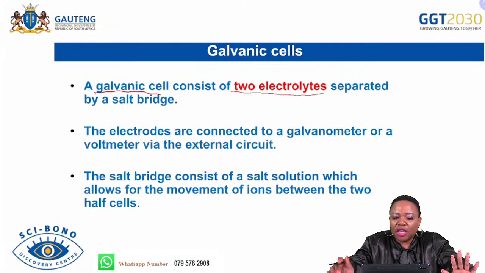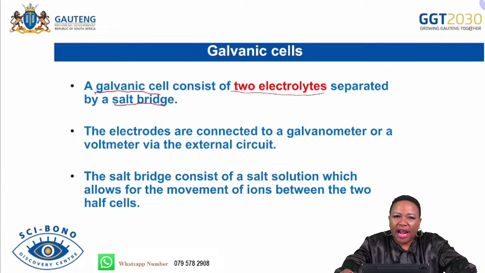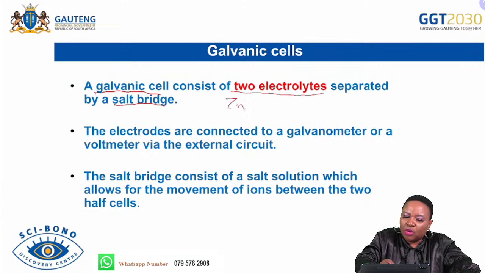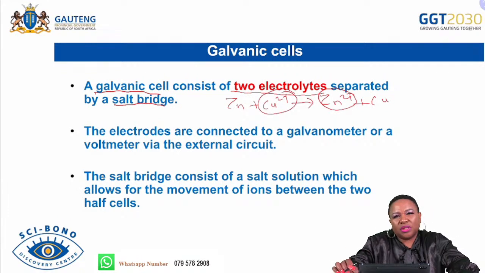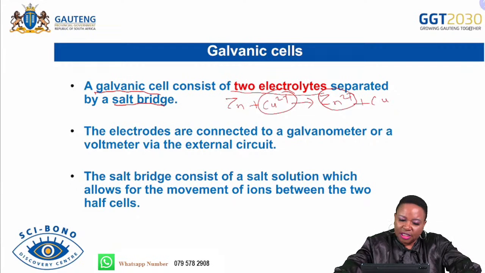Therefore, these electrolytes will be separated by a salt bridge. So immediately when you have a salt bridge and two electrolytes, and how do we see electrolytes? Electrolytes can be seen by having two different ions in a reaction. For example, if we have a reaction where we have Zn plus Cu2+, giving you Zn2+ plus Cu, you can see that there are two different ions in this reaction. Therefore, we can immediately say this is an example of a galvanic cell, because immediately when you have two electrolytes in a reaction, it means that reaction is representing a galvanic cell.